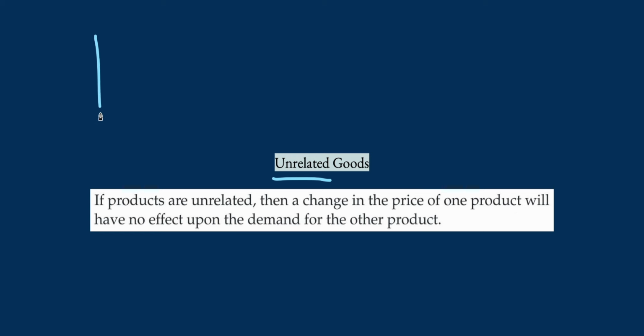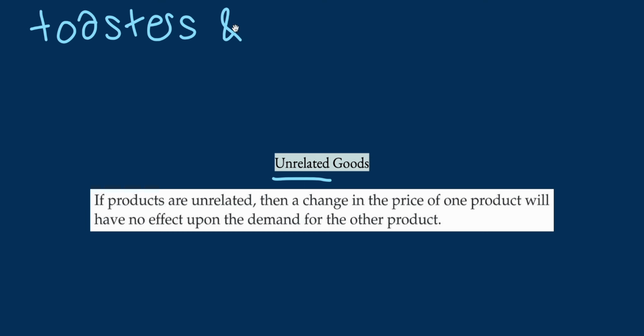So by just doing some super simple diagrams right here, let's say that price decreases for one, so we know that demand increases. So let's use an example of unrelated goods. Let's do toasters and TVs. Now, the point of this is to choose two goods that are unrelated, so the demand for TVs has nothing to do with your demand for toasters, okay?